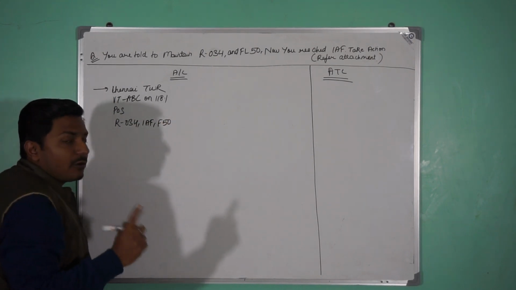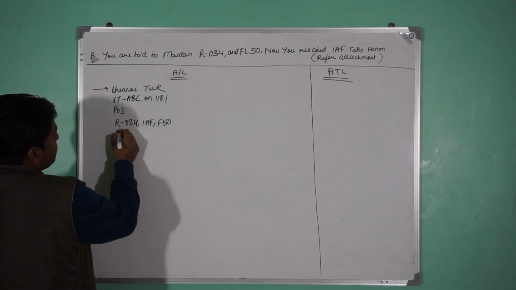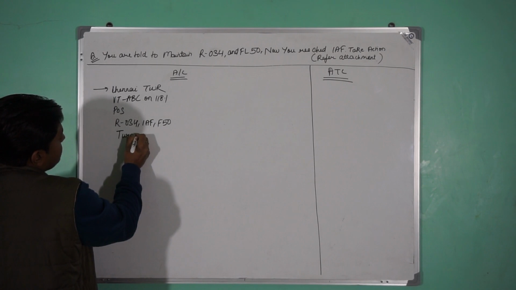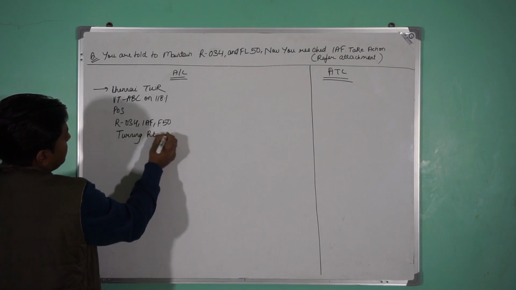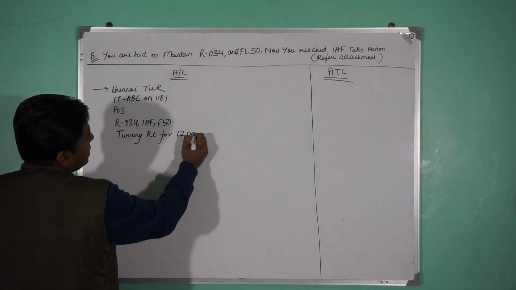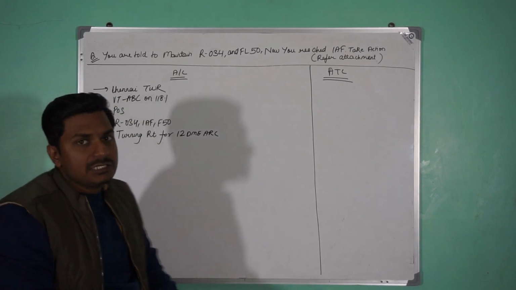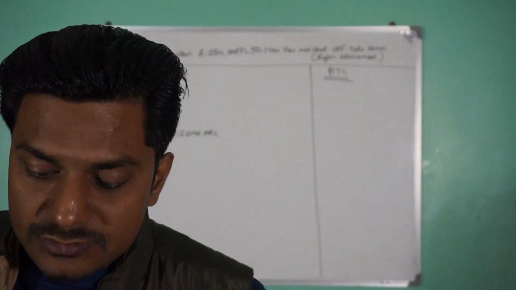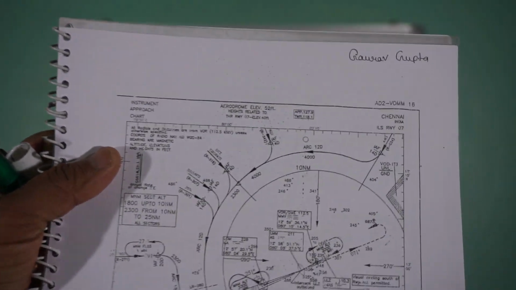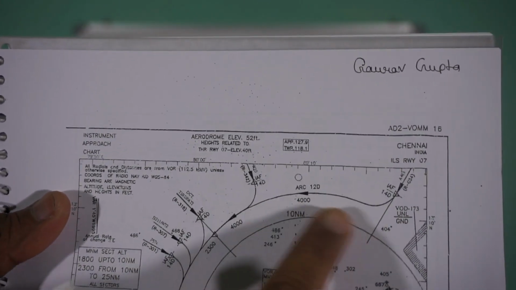This is your position. Now you have to give the action, what action you are doing. So I am turning right, so I'll say turning right, and for what? For 12 DME R. Plus, as you see in this chart, here it is written 4000. That means I have to maintain 4000 on reaching this arc. So this has to be mentioned in this.